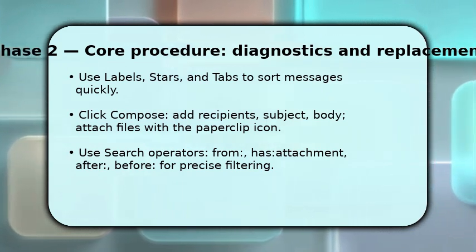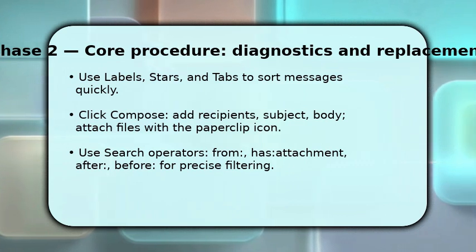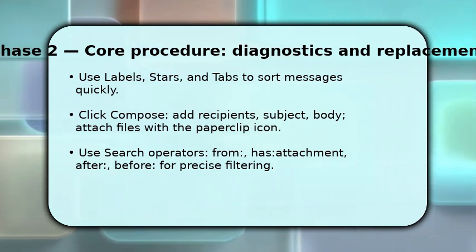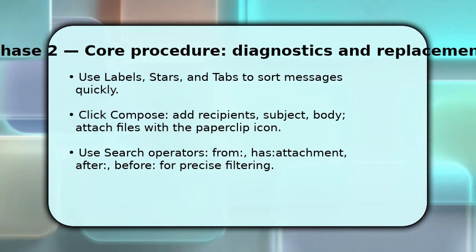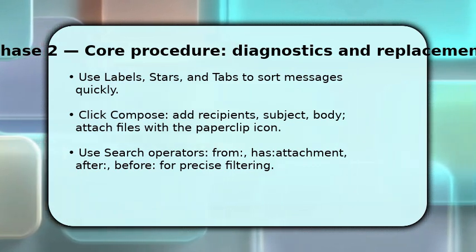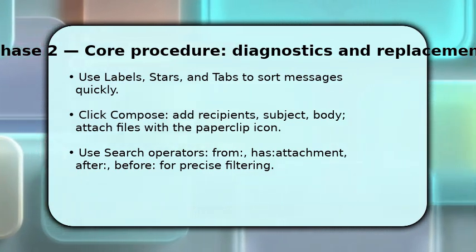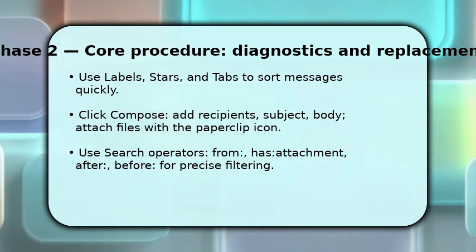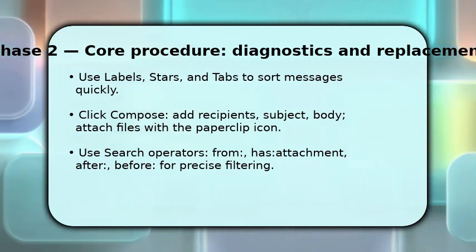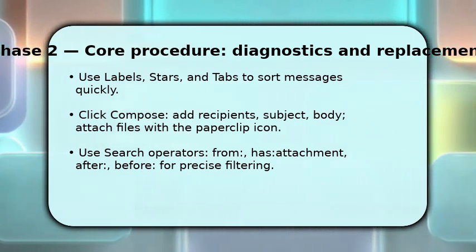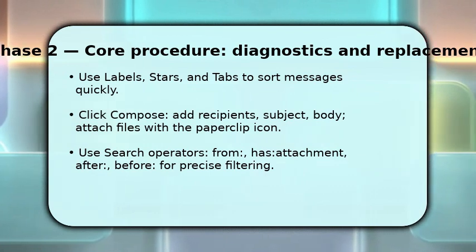When composing, enter recipients, write a clear subject, and attach files using the paperclip. Once done, use search operators, for example, from:boss@example.com has:attachment to find important mail fast. Make sure to set up tabs and filters to auto-sort incoming mail so your priority messages stay visible.